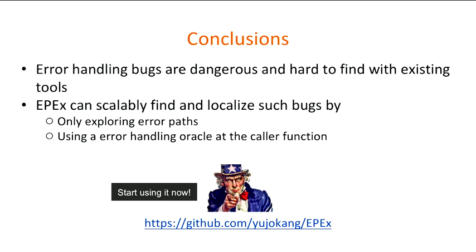To sum it all up, improper error handling is a silent but deadly problem. As you saw, it's behind a lot of serious security vulnerabilities. But it is also tricky to find with existing tools in a scalable and reliable fashion. EPEx scalably handles the problems of detecting and localizing these bugs. I encourage you to start using it now. Our code is available on GitHub.